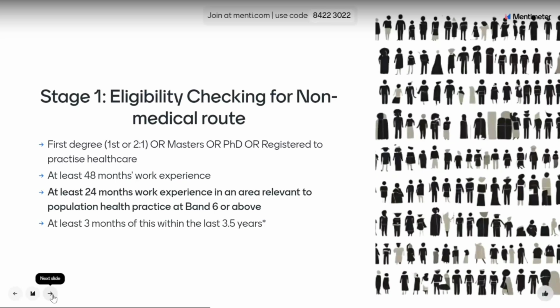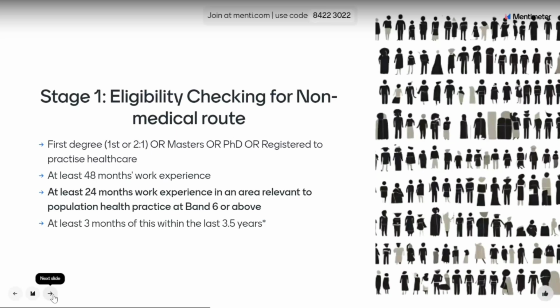Band 6: their salary scheme for other health workers apart from doctors is called AFC, Agenda for Change Salary Scheme, and they have different bands. So band 6 is one of the levels in the band. It goes from band, I think band 2, there's no longer band 1. It goes from band 2 to band 8. And so you need to be at band 6 or equivalent.